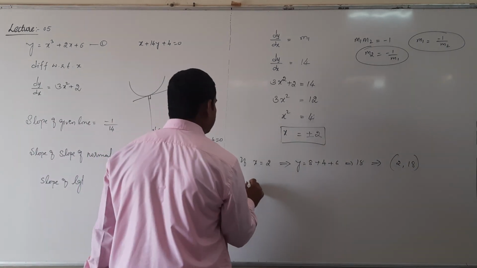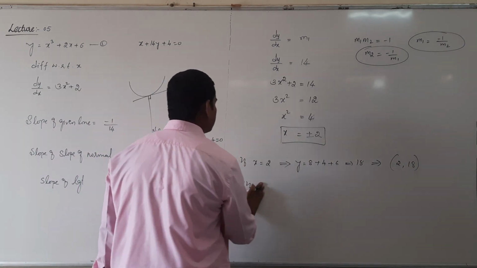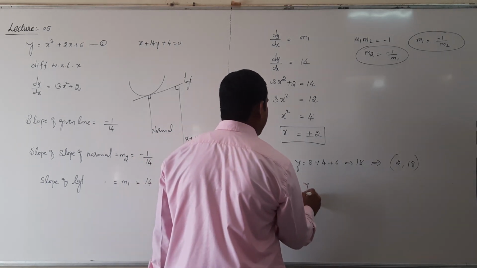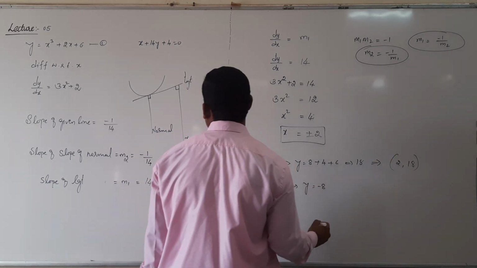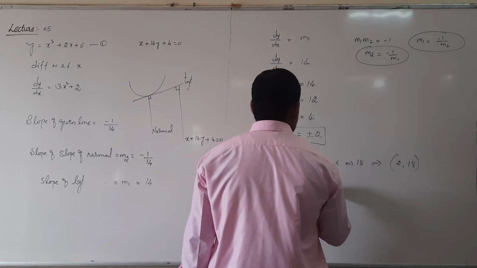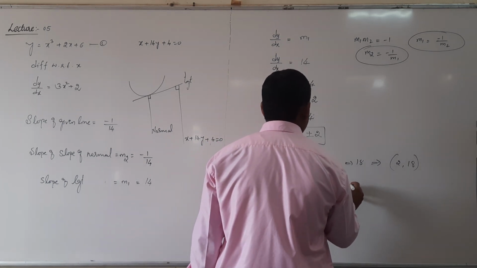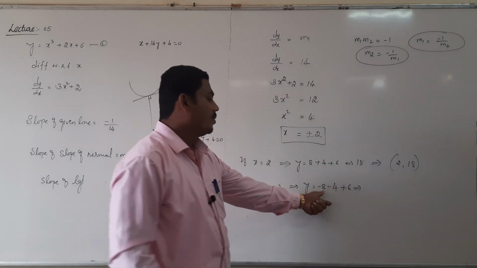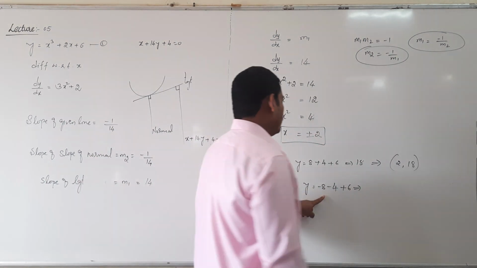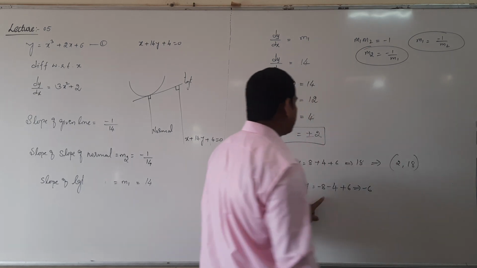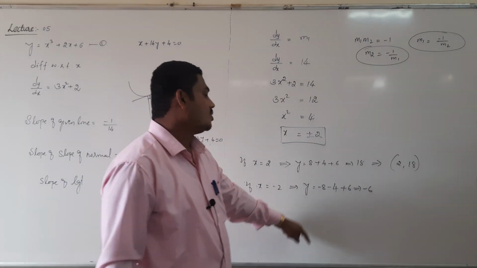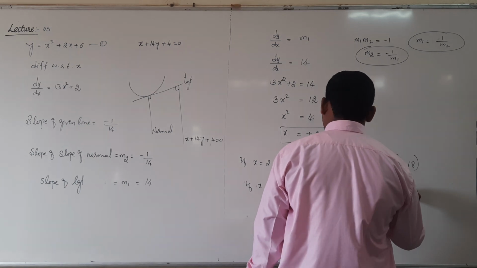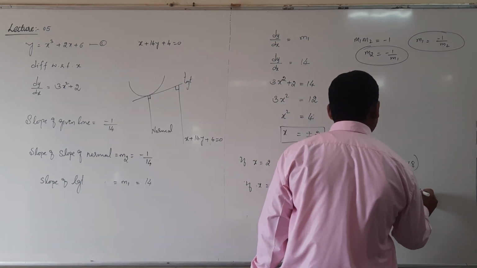Next, second case, if x equal to minus 2, then what is the y value? y is equal to minus 8 minus 4 plus 6, which means we get y is equal to minus 6 only. So the point is minus 2 comma minus 6.